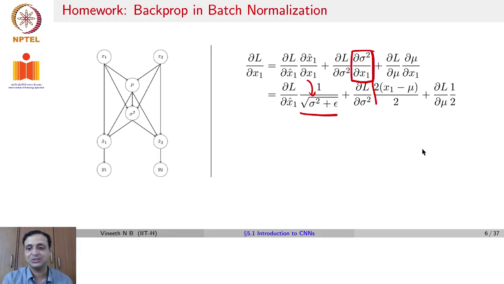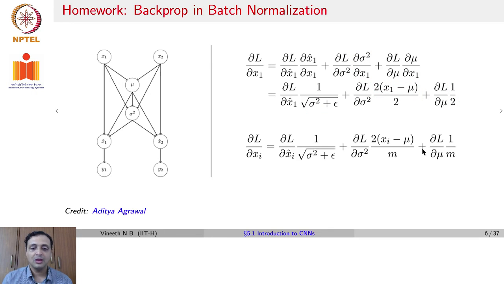Now you don't need to worry about the x2 term, so you'll have only one gradient term here, you get this. And finally ∂mu/∂x1 would simply be 1 by 2 here, by definition of mu and how it's connected to x1. Similarly, you would get this for ∂L/∂x1 and so on and so forth for all the ∂L/∂xi's. That's how the backprop is done for batch normalization.